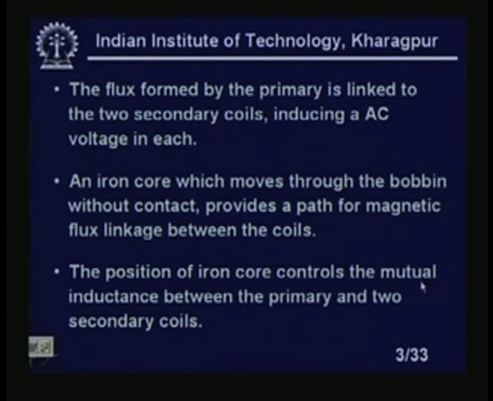You see, the flux formed by the primary is linked to the two secondary coils, inducing an AC voltage in each. An iron core which moves through the bobbin without contact provides a path for magnetic flux linkage between the coils. The position of the iron core controls the mutual inductance between the primary and the two secondary coils. This is the most important thing, right?